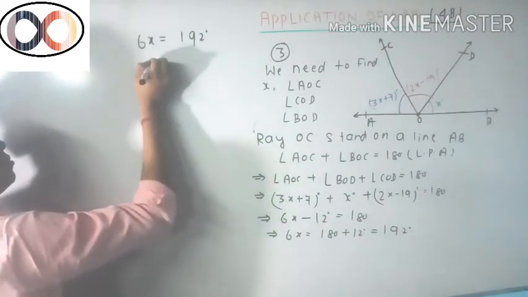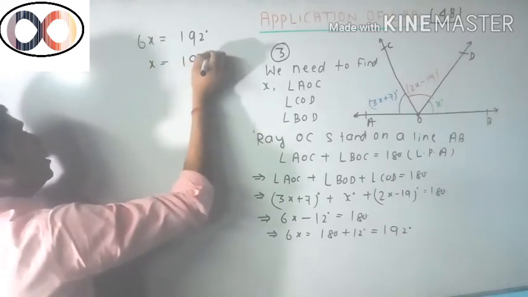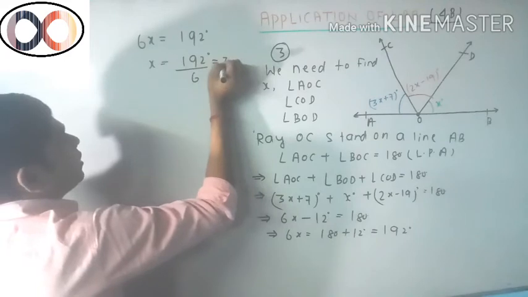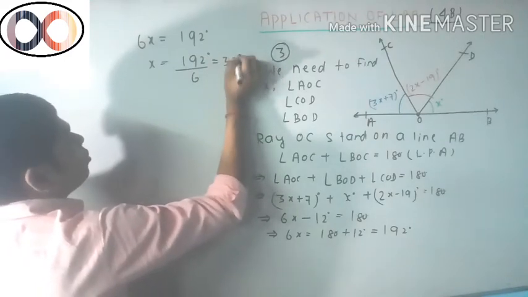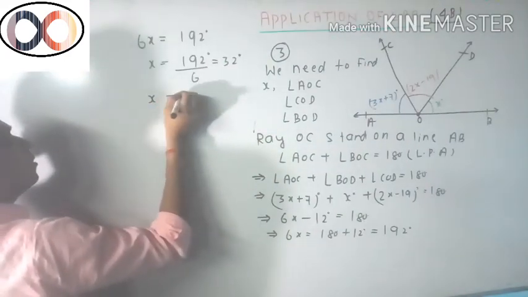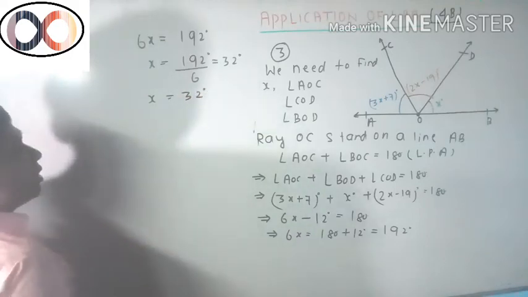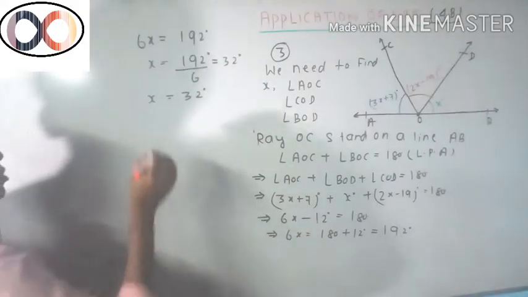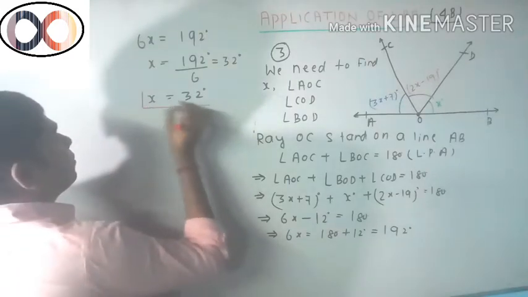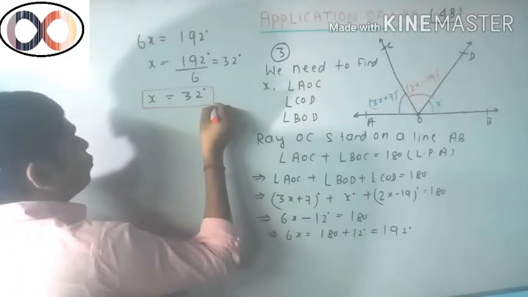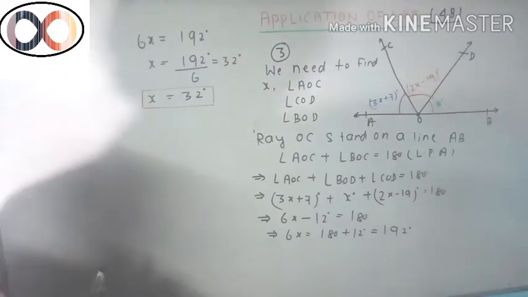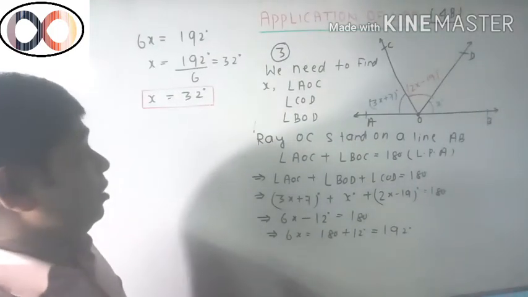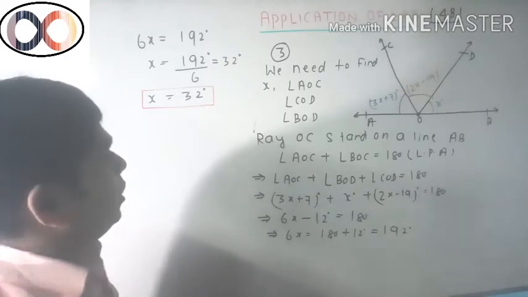So 6x equals to 192 degree. So x equals to 192 degree by 6. 6 3s are 18 and 6 2s are 12. So the value of x equals to 32 degree. So we need to find x, so this is the answer of first. Now we will have to find the value of AOC, COD and BOD, okay.